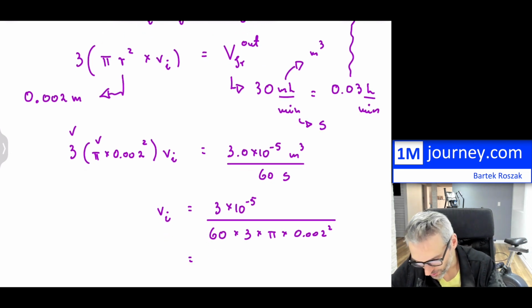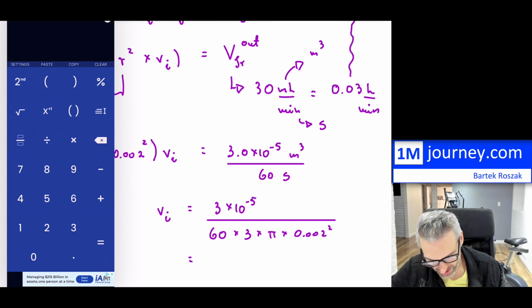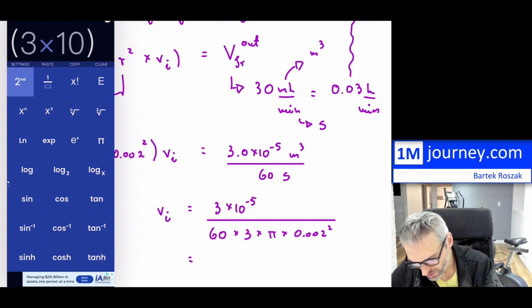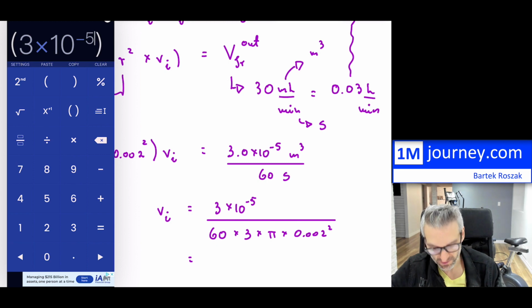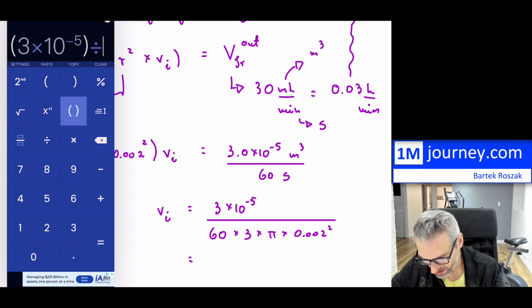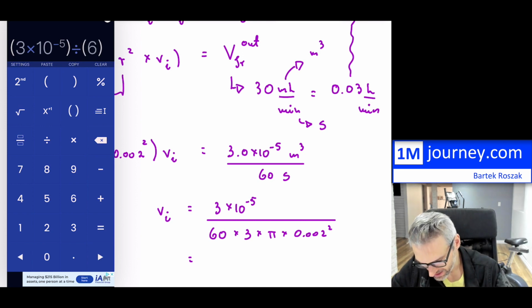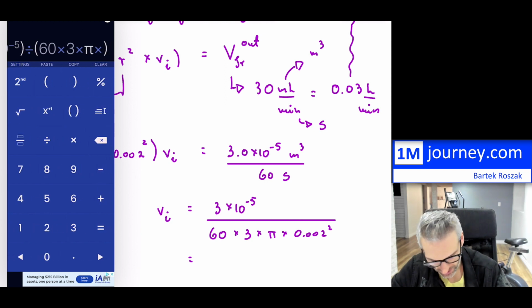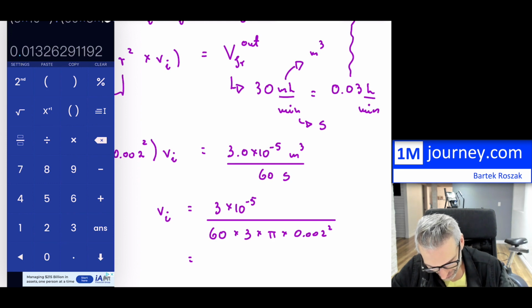Okay, so now with all of that, it's probably the units that are going to be the hardest to deal with, so I'm going to put this in brackets. So 3 times 10 to the exponent of negative 5, that's my numerator. So that entire thing is going to get divided by, and I have to put all of that inside there, 60 times 3 times pi, and then times the radius, which is 0.002 squared.